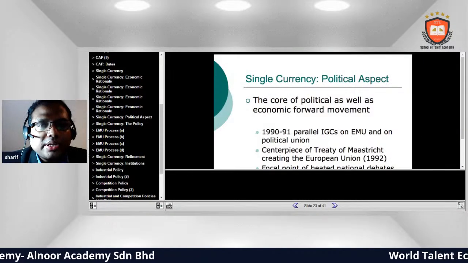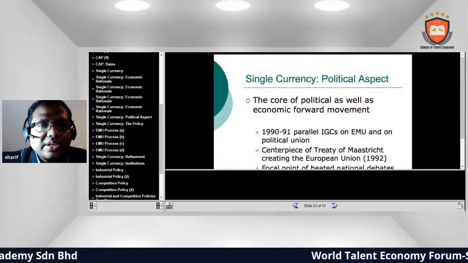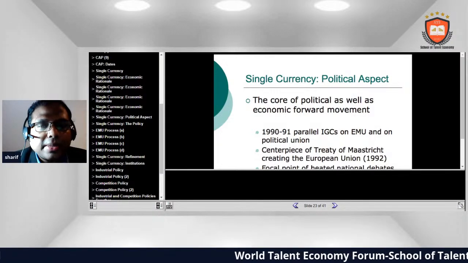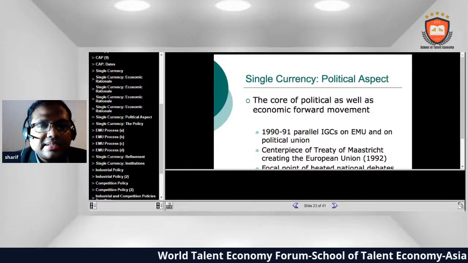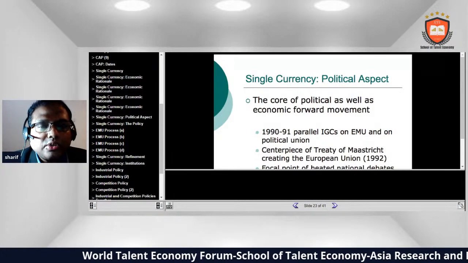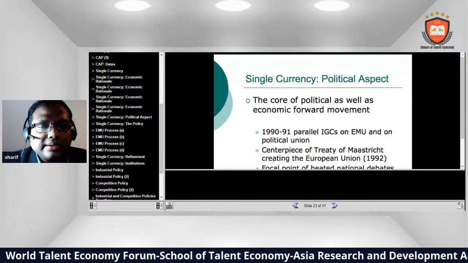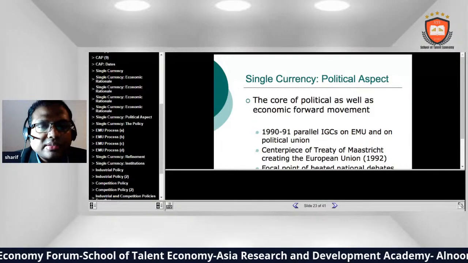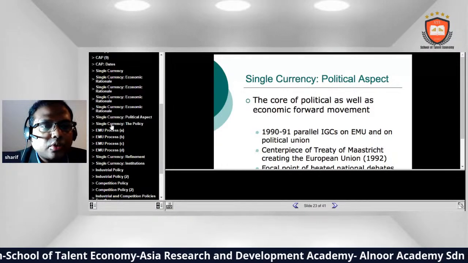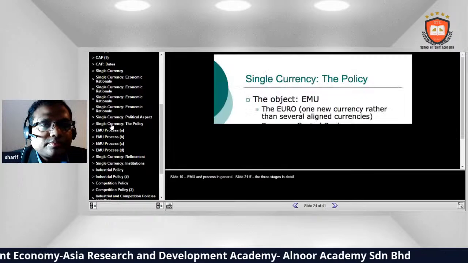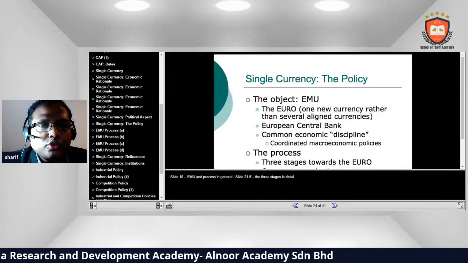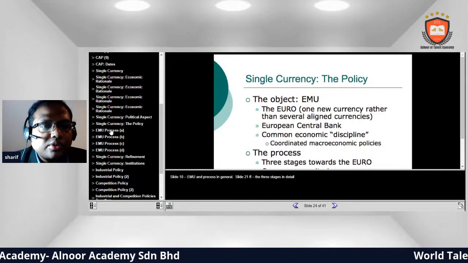The core of the political as well as economic forward movement, 1990 to 1991: parallel IGCs on EMU and on the political union, the Treaty of Maastricht creating the European Union and so on. So the single currency is the Euro, with the European Central Bank and common economics. The process is three steps towards Europe.